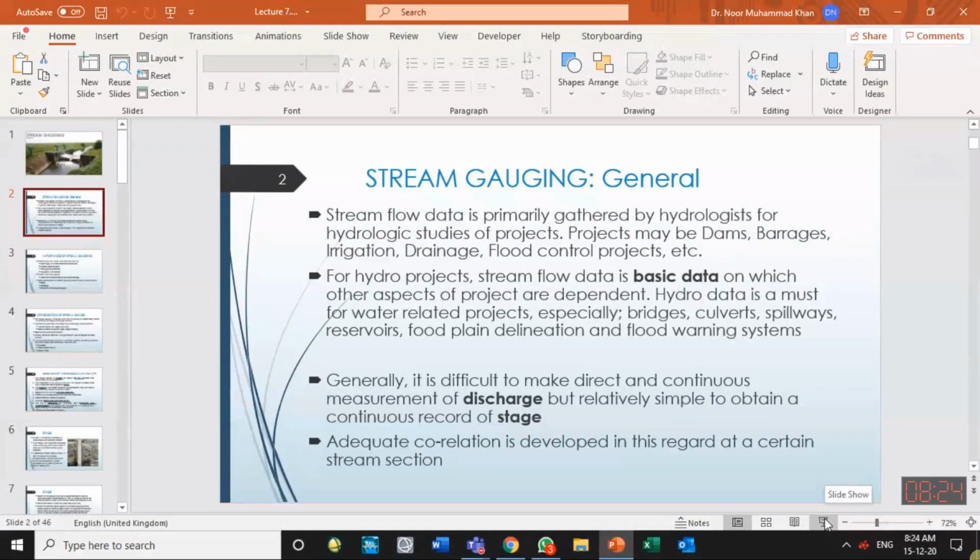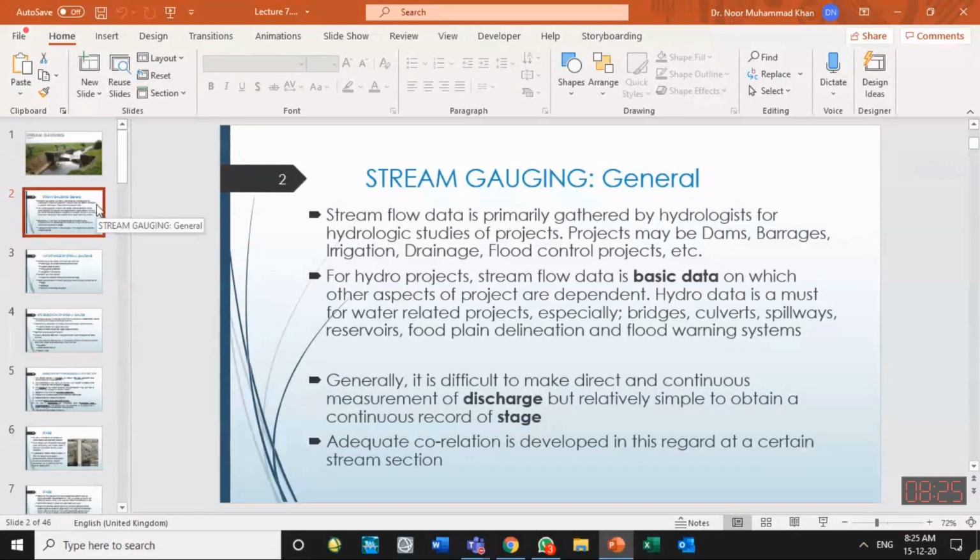So there are different parameters which you should know when you are selecting a stream gauging station location; it should be of this kind, this kind, this kind. So that will be introduced to you. And then different methods of stage measurement and different methods of discharge measurement will be informed to you. Some methods you already know.